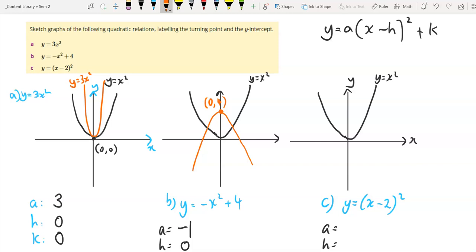So remember, we're moving our turning point. So our turning point exists at the moment at 0, 0. Where's it going to go to? And then how else does the graph change, if at all?